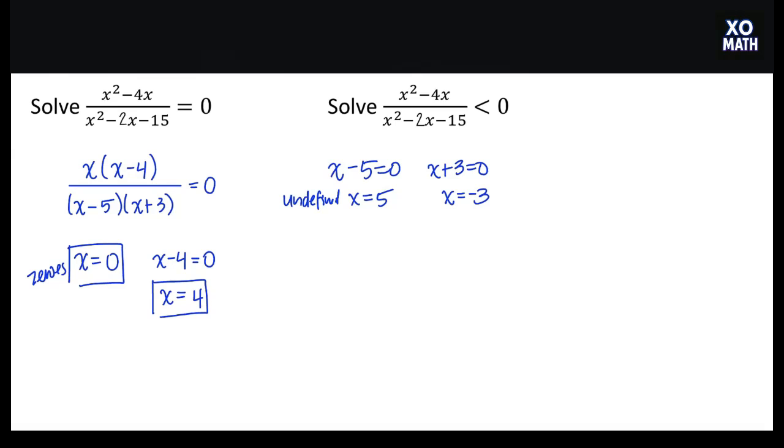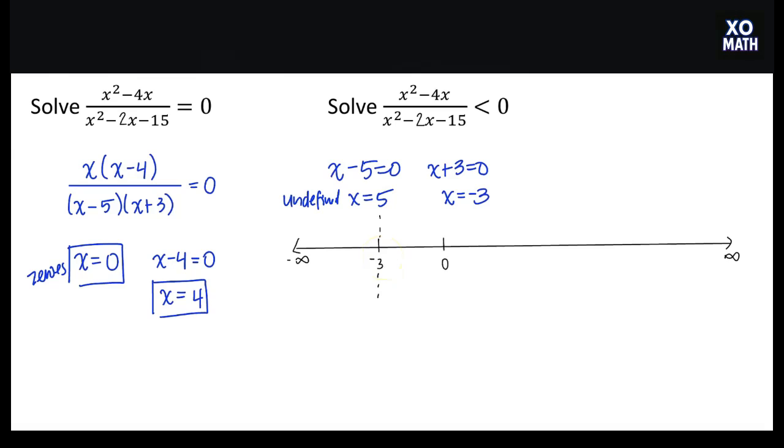So we're going to take all of those values and put them on a number line to do a sign analysis. So we have negative infinity to infinity, and we'll go ahead and plot negative 3. That's a value where it's undefined, and so graphically there's going to be a vertical asymptote there. So I'm going to draw this dashed line to represent that, or sometimes people write a little u above negative 3 to indicate undefined.